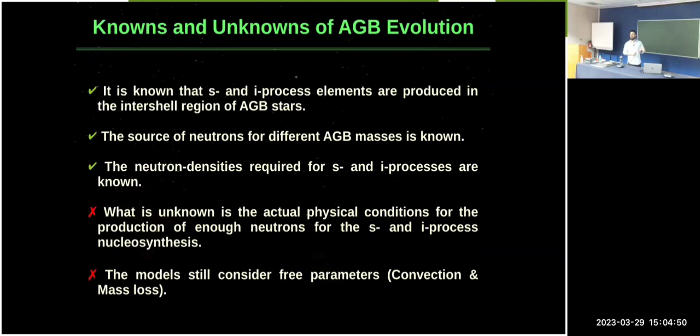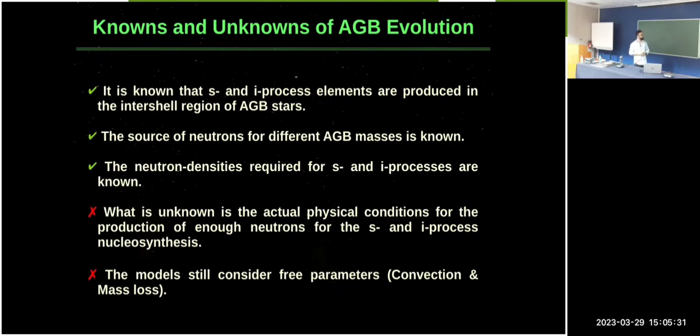And there are many knowns and many unknowns about AGB evolution. It is known that S and I process elements are produced in the intershell region of the AGB star because the physical conditions required are possible only there. The source of neutrons for different AGB masses is also known. The neutron densities required for S process and I process are known because this comes from nuclear physics theory. What is unknown is the actual physical conditions for the production of enough neutrons for S process and I process nucleosynthesis. The models still consider free parameters in the case of convection and mass loss, because the mass loss efficiency and convection are still poorly understood.